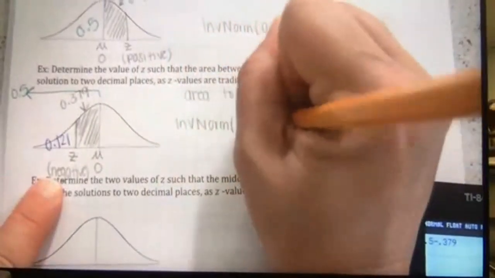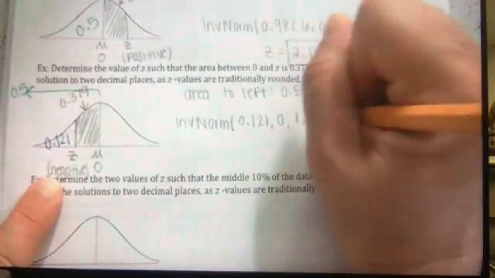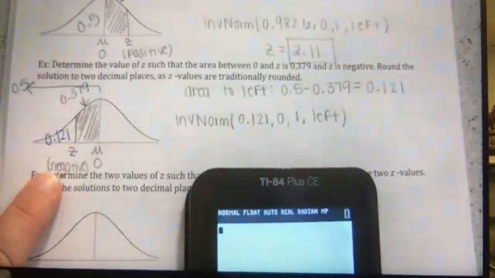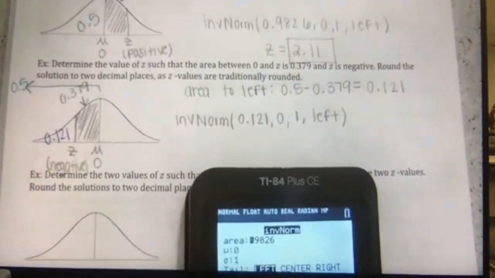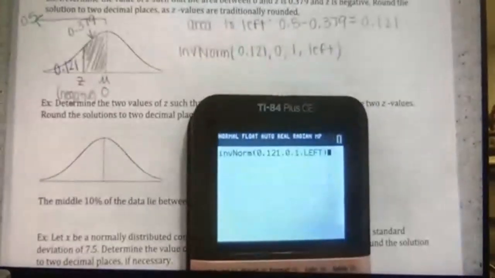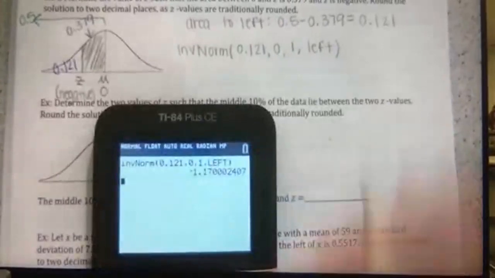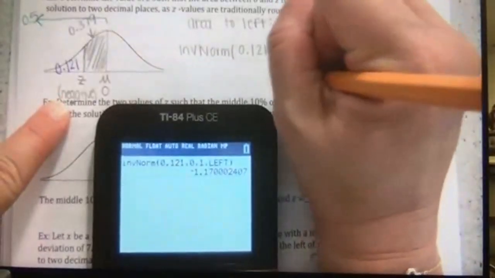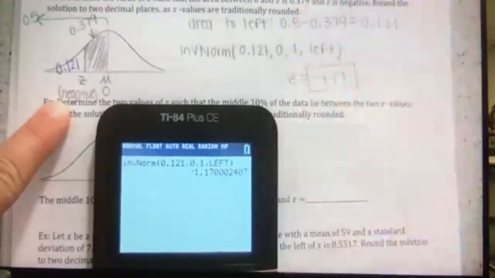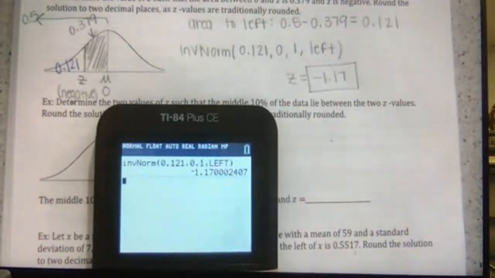So inverse norm. Our area to the left is 0.121. Our mean is 0. Standard deviation is 1. Again, that's area to the left. Second bar's inverse norm. 0.121 is our area. Our mean is 0. Our standard deviation is 1. Our area is to the left. Pressing enter. Boom. There's our z value. We knew it was going to be negative, so we know we did it right. Z equals negative 1.710. So our z value is negative 1.71.